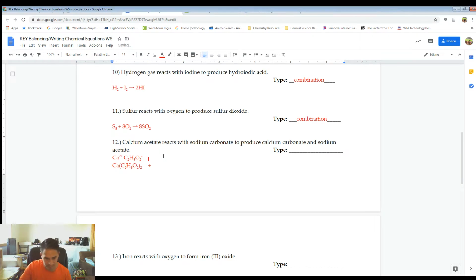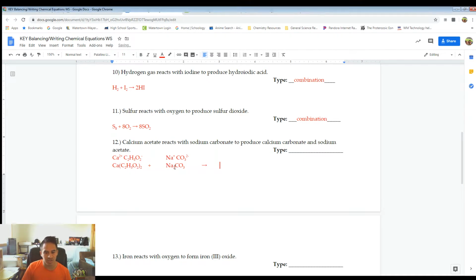So sodium is Na, charge of +1. Carbonate is a polyatomic ion, that is CO3, has a charge of 2-. So we're going to need 2 sodiums to balance out 1 carbonate, because sodium is only +1, carbonate's -2. So it's going to be Na2CO3. Okay, so there's our sodium carbonate.